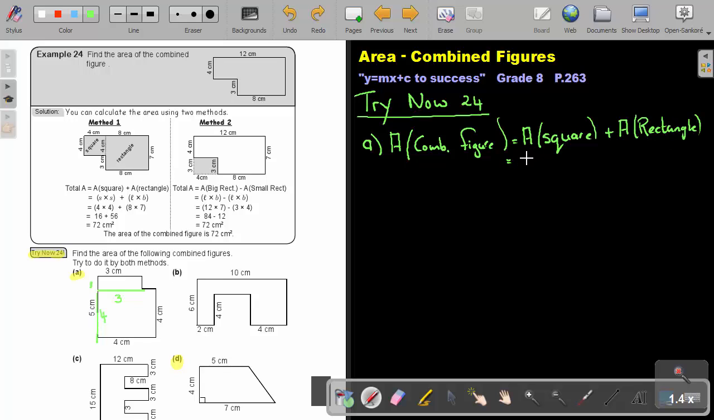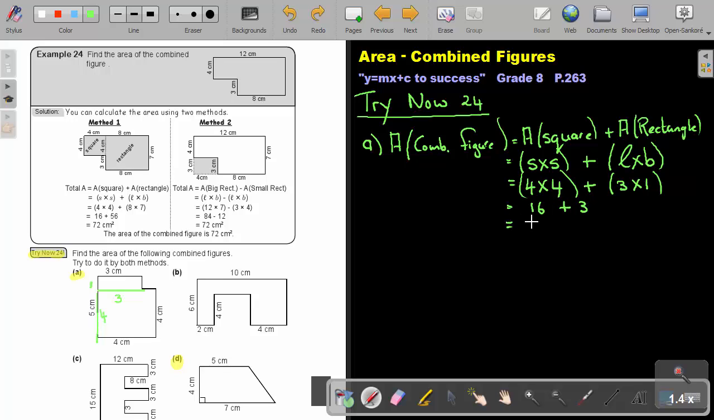So the area of a square, remember, is side times side, and the area of a rectangle is length times breadth. So this one is just going to be 4 times 4, and this one is going to be 3 times 1. So 4 times 4 is 16, and 3 times 1 is 3, and if I add it up, I will get 19, and it's in centimeters, so centimeters squared. Now, let's call this method 1.